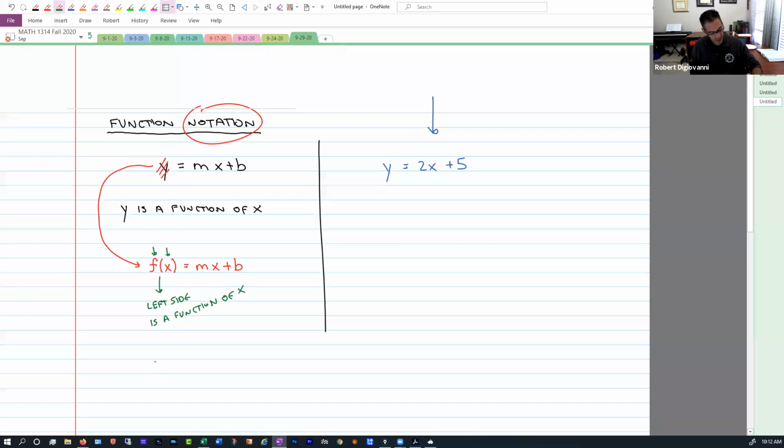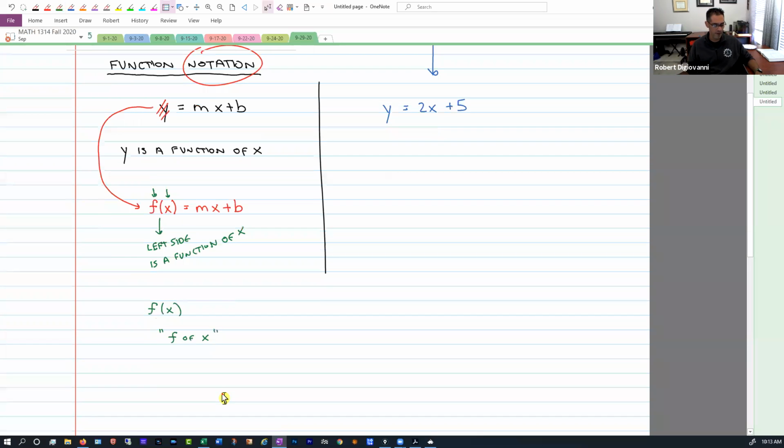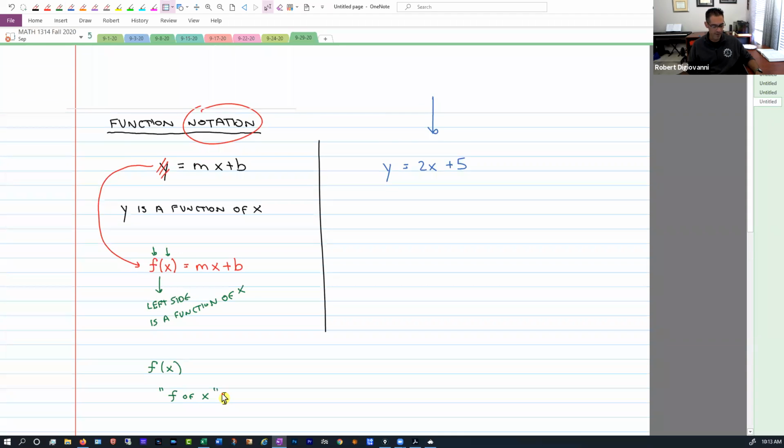Now, the way that we say this, if someone were to write this down, the way that you'd say that in words is f of x. Okay, that's the way we say that, f of x. So over here on the specific example, if I want to use the function notation, what I do is I write f of x equals 2x plus 5.